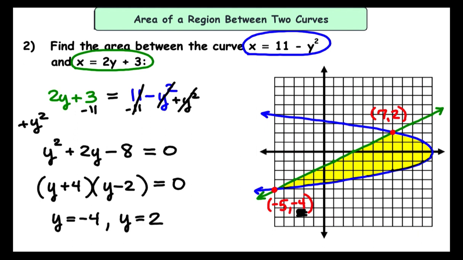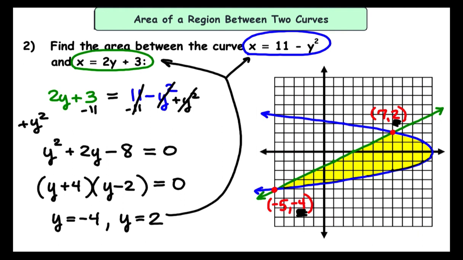There's the y is negative 4. Here's the y is positive 2. And if you plug those numbers back into either one of these, it doesn't matter which one, you'll come up with the x coordinates of the negative 5 and the 7. All right, so anyway, we have the border points. Now, we cannot do what we did in number 1. We can't go top minus bottom. And the reason why is because once we get to this point, we're going to have an issue.